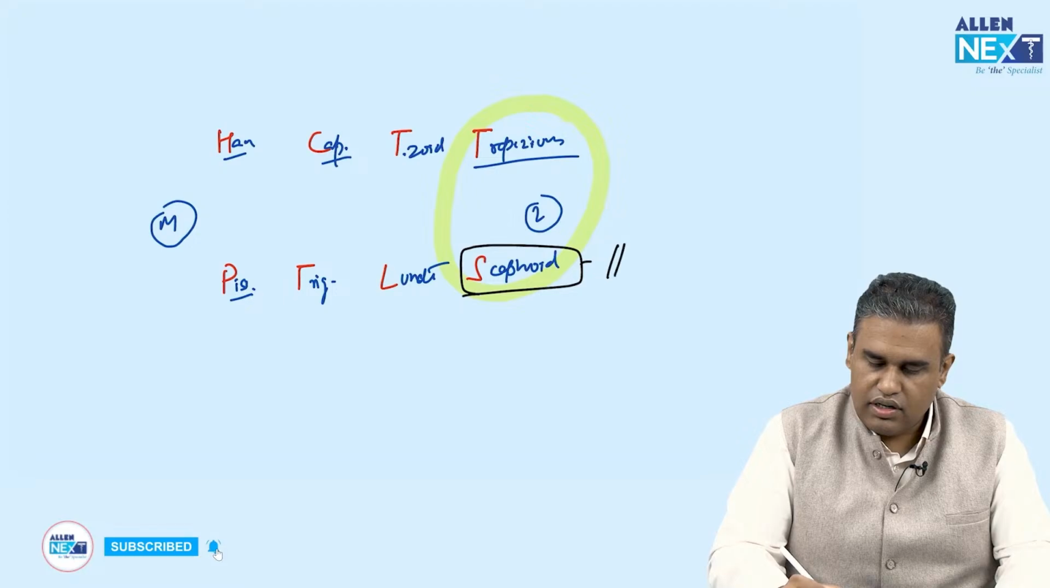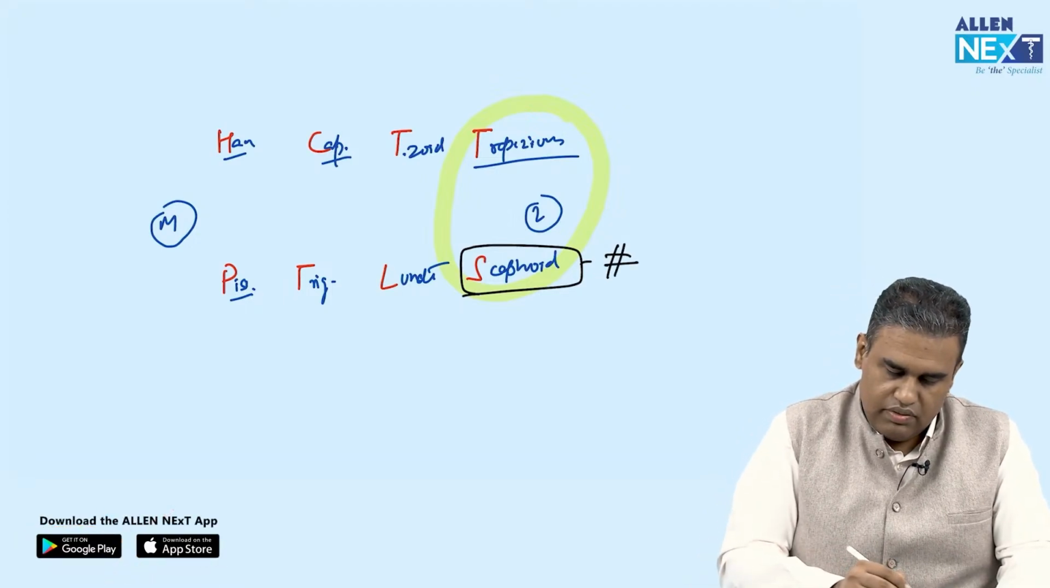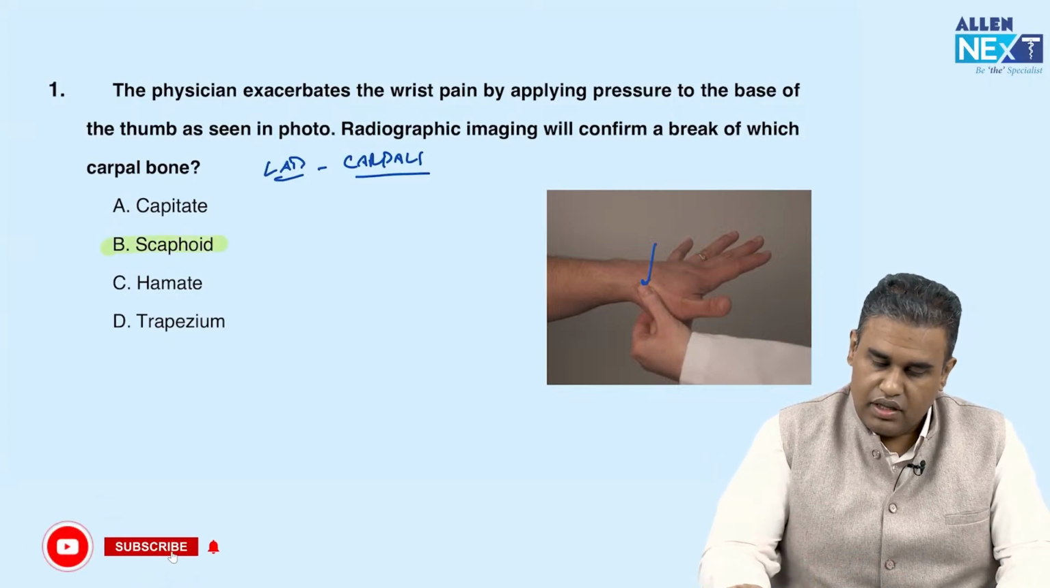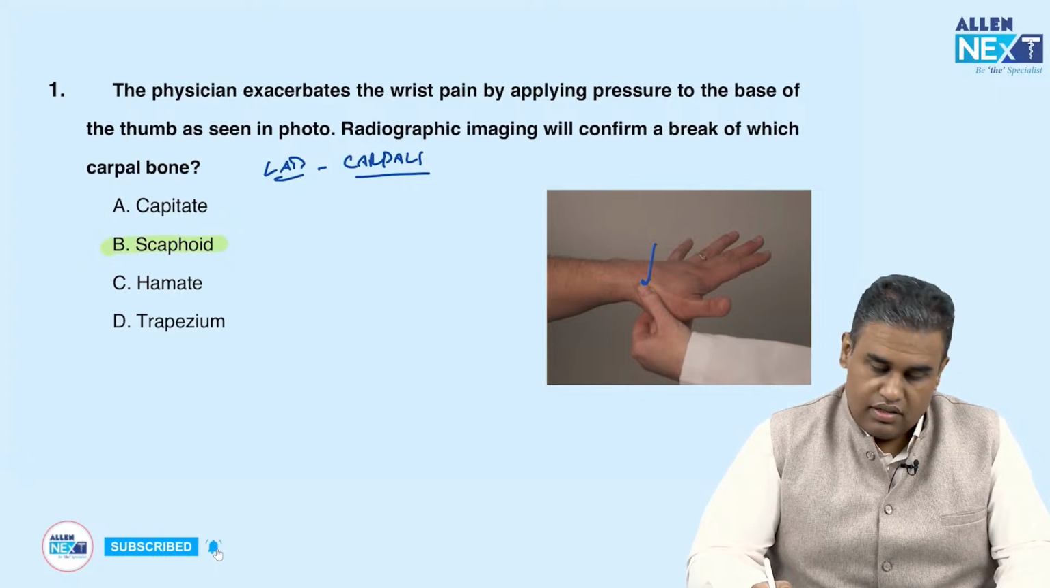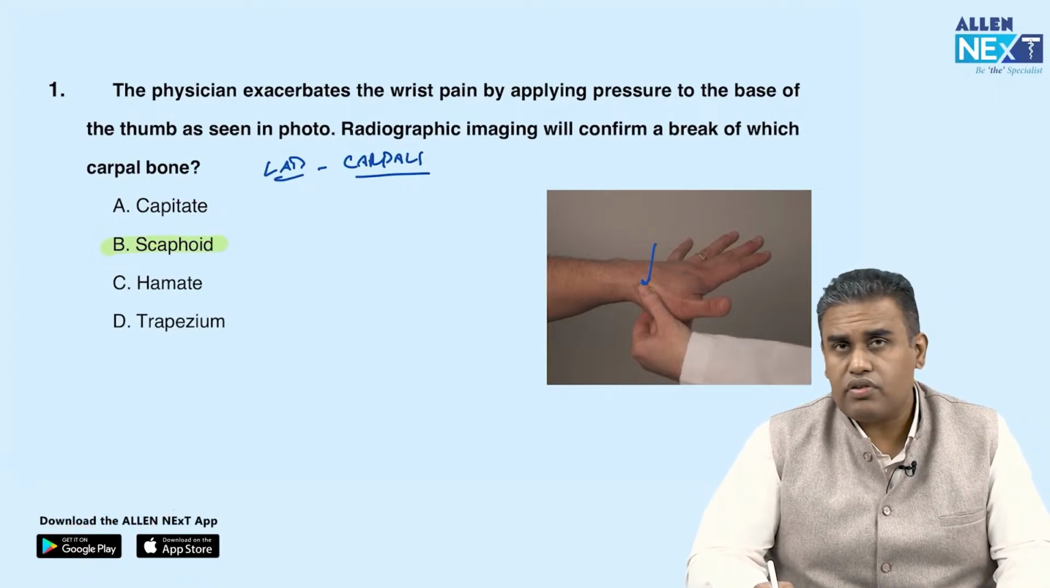Therefore the lateral carpals are scaphoid and trapezium, and we all know that the most common carpal to be fractured is the scaphoid. Actually, that's quite common. So if we have the option of scaphoid, that should be our best bet, and therefore this is the answer in this particular question, the scaphoid. Pressure to the base of the thumb, lateral side, confirms a break of which carpal bone? Normally it is the scaphoid, that is frequently fractured.